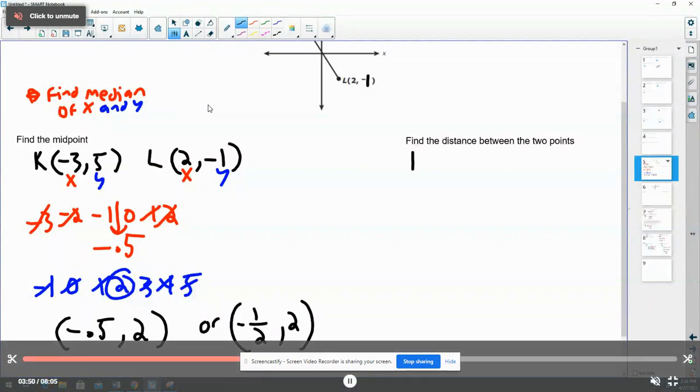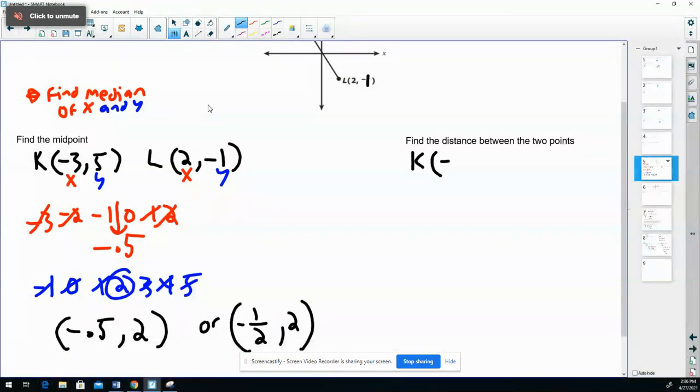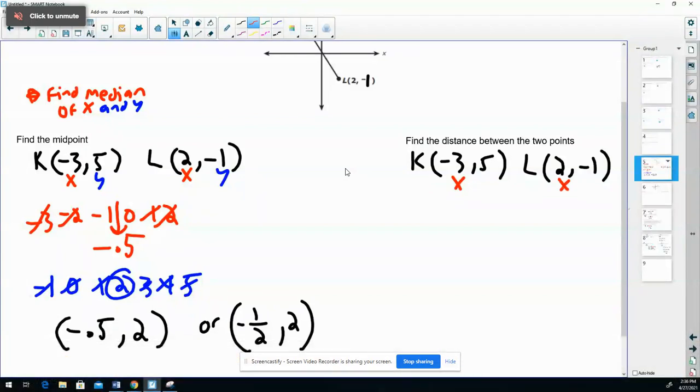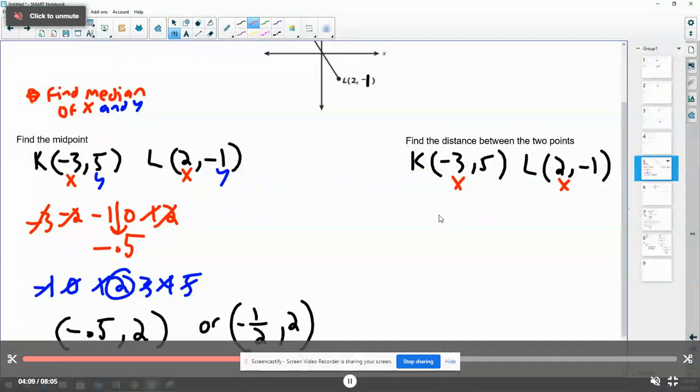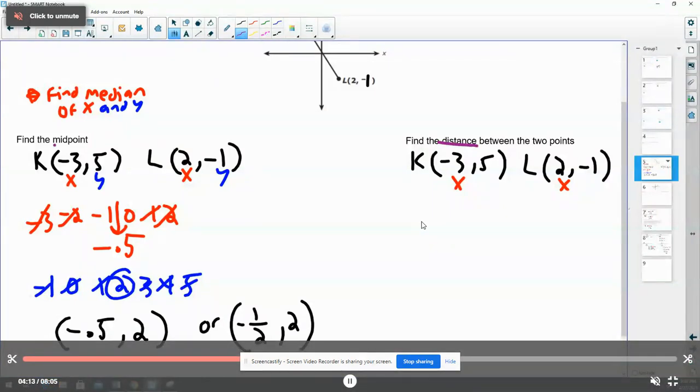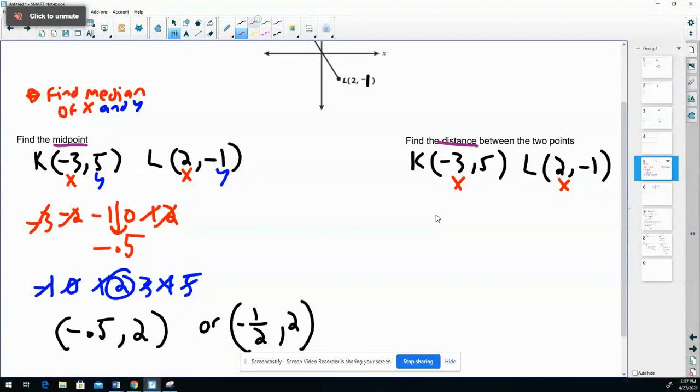All right, so now up next, we're going to find the distance. So we have K is (-3, 5), L is (2, -1). Again, just rewriting the points down. We have our x values. And this time we're going to make a number line. We're trying to find distance there, midpoint there. So we're going to make a number line with our x values.